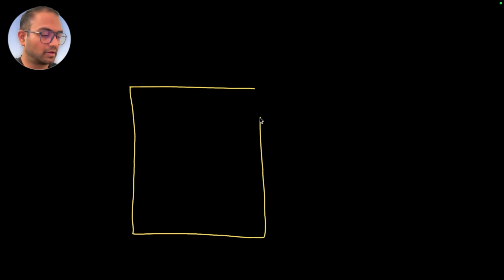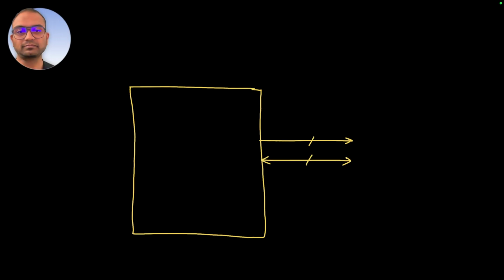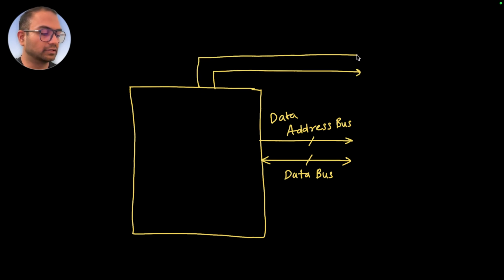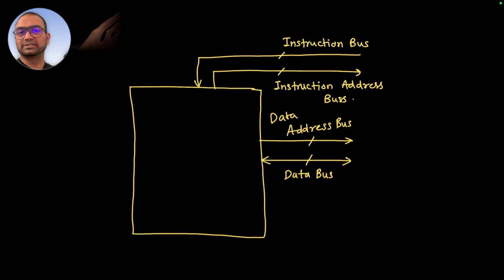So a CPU obviously has an address bus and it has the data bus. So these are physical pins or wires going out of the CPU. Right, so let me just write here address bus, and then there is data bus. And for the sake of clarity, I'm going to call this the data address bus and the data bus. Similarly, we talked that there is also an instruction bus, and there is something called the instruction address bus. Right, and both of these buses are going to the memory.